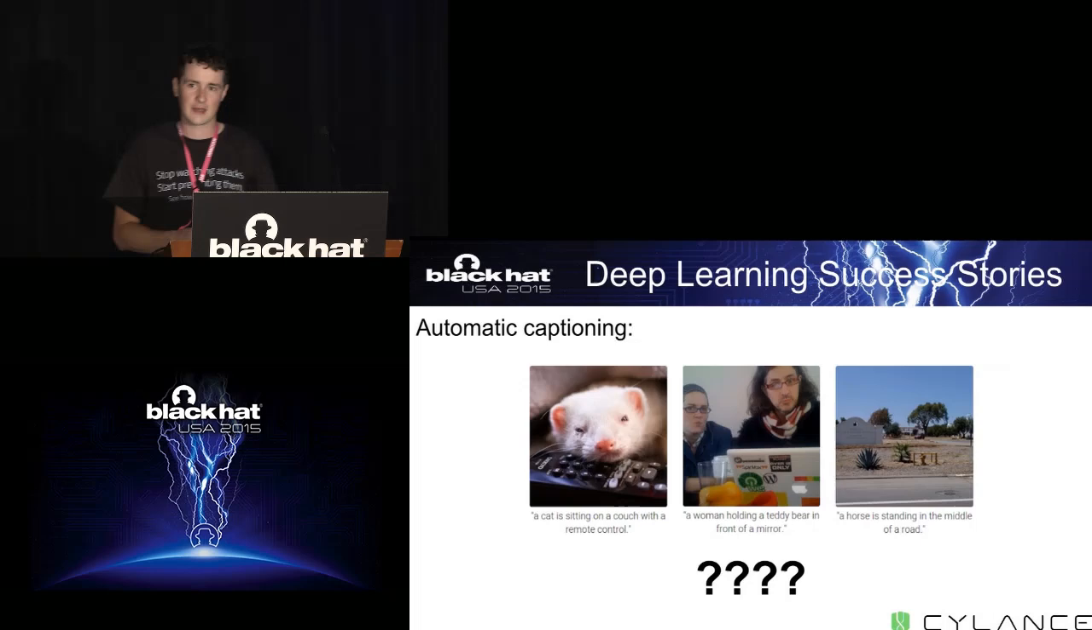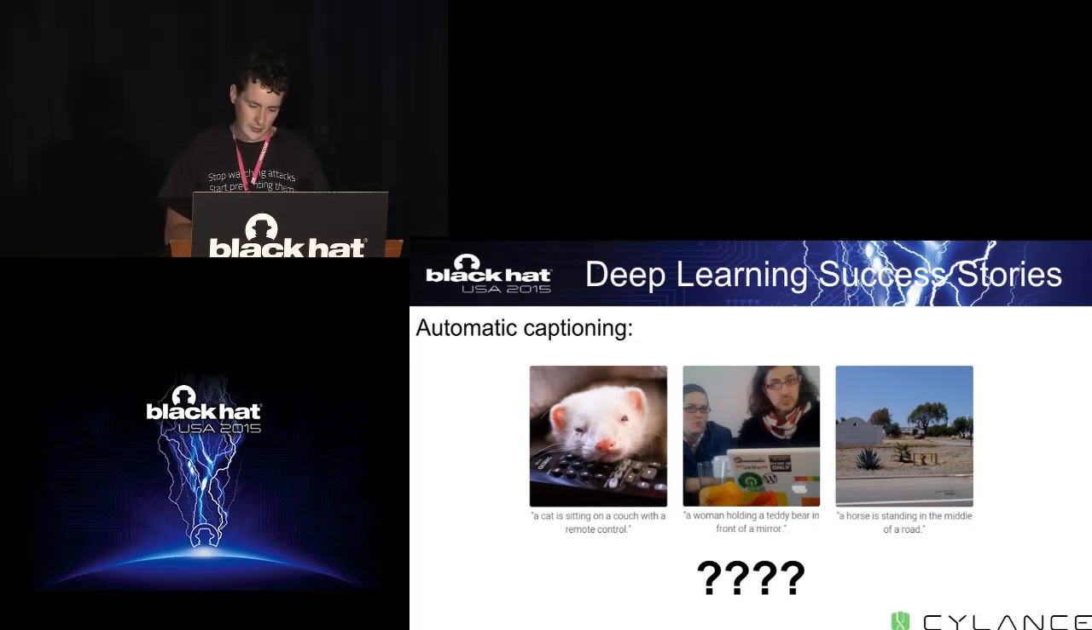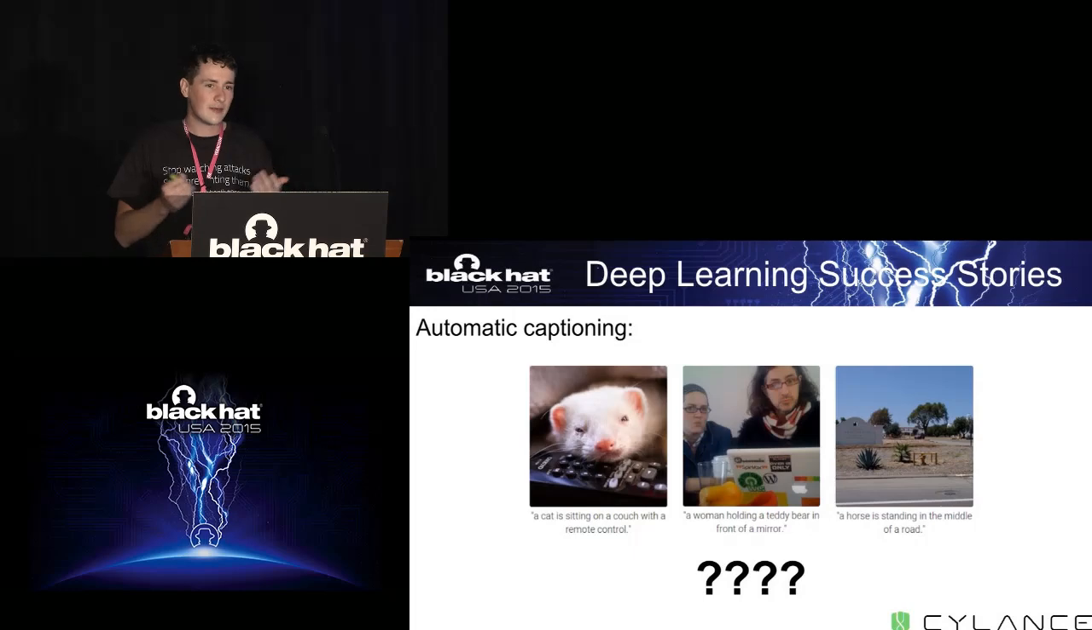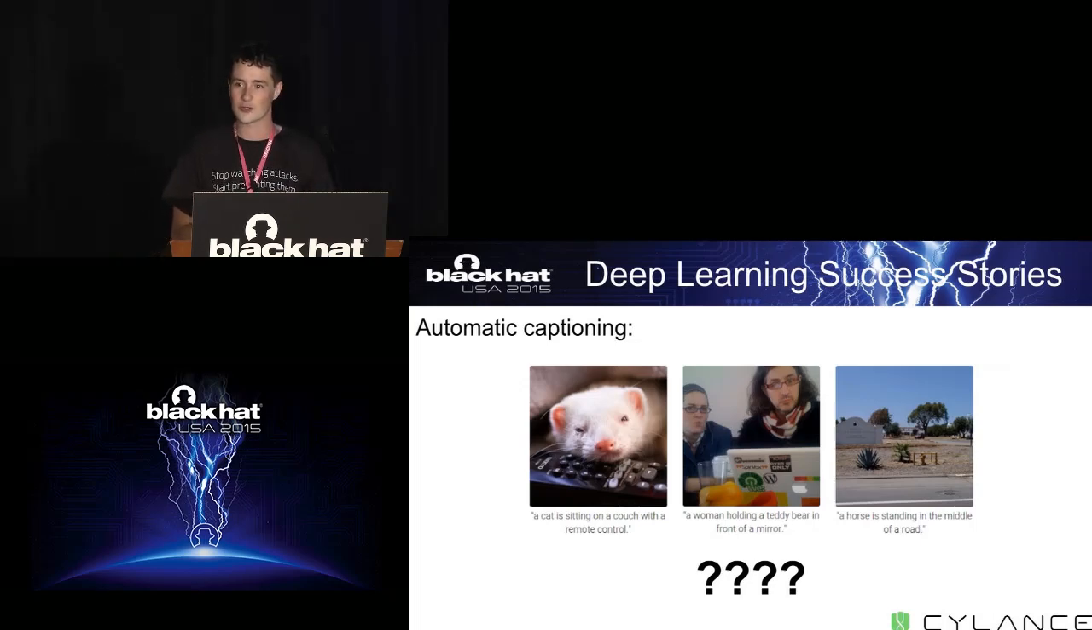Of course, there are some failure modes of these models. A cat is sitting on a couch with a remote control that kind of looks like a rat to me. Maybe close enough. A woman holding a teddy bear in front of a mirror. I don't see any teddy bears. I don't see any mirrors. So I have no idea why it's coming up with this. Then my favorite one is a horse is standing in the middle of a road. There's no horse whatsoever. This model's just getting it dead wrong. So clearly there's some room to grow with these models.